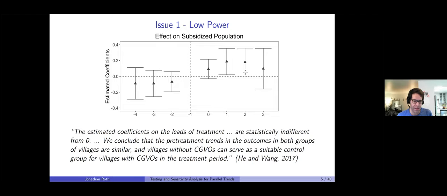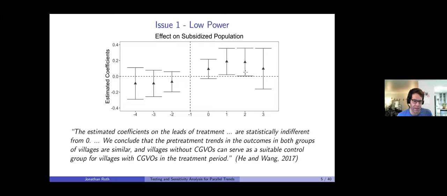And indeed, if we ran a formal F test for the hypothesis that the true coefficients are actually these green dots, we wouldn't reject at any conventional level; we'd get a p-value of 0.81. So that's the argument that underlies this standard practice. The pretreatment parallel trends is plausible in this context. We can't reject it statistically.